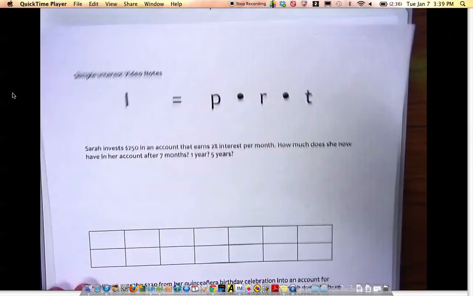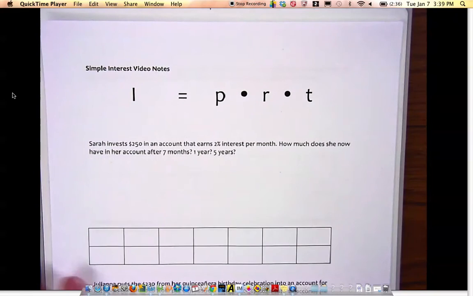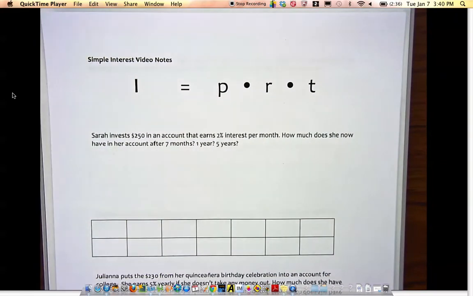So let's get started. We're going to take a look at simple interest. This is not exactly the way your bank account works, but it's similar enough. You'll get into compound interest much later on, in a couple of years.